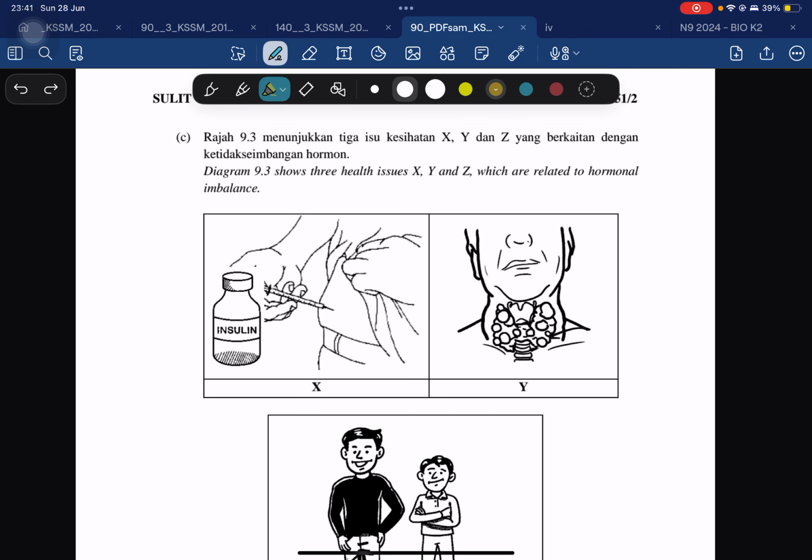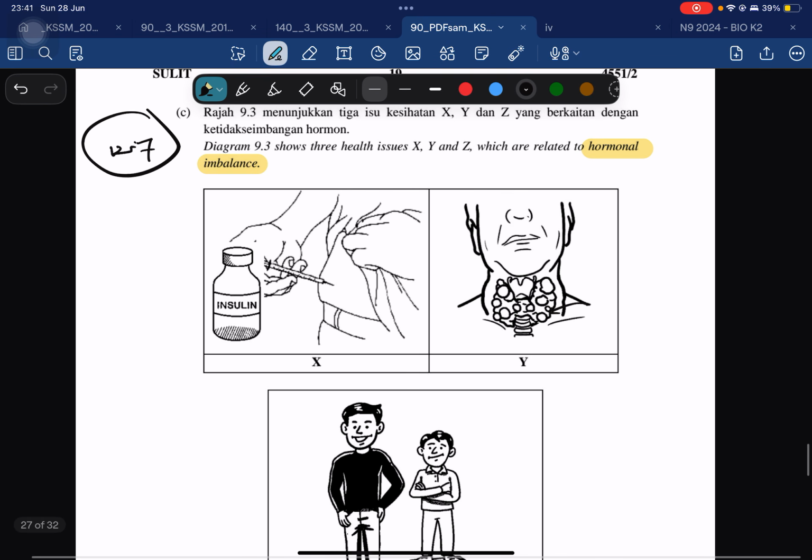Diagram 9.3 shows 3 health issues related to X, Y, Z which are related to hormonal imbalance. So this is about hormonal imbalance. We can relate already. This is about the topic of 12.7 in the coordination chapter.